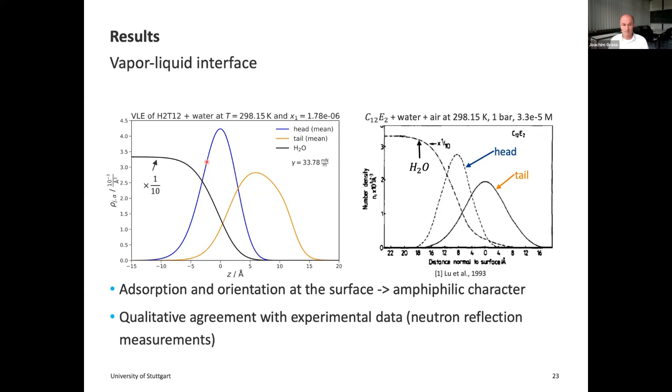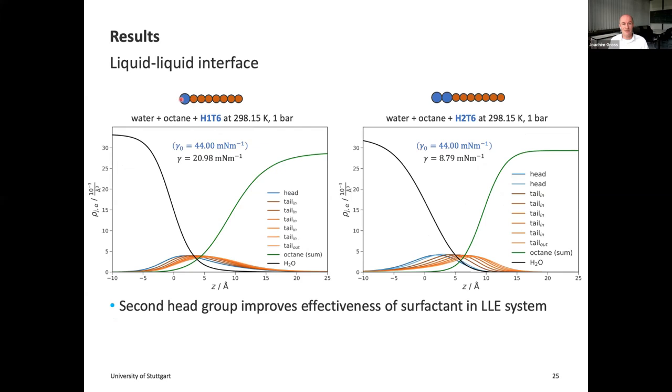So then you can play around with it and ask yourself, how does a second head group affect the surface tension? And the surface tension is lowered from a pure water to alkane system having 44 millinewton per meter to 20. And if you add a second head group, that's lowered even more. So then we can start to study how we best lower surface tension, if that is our objective.